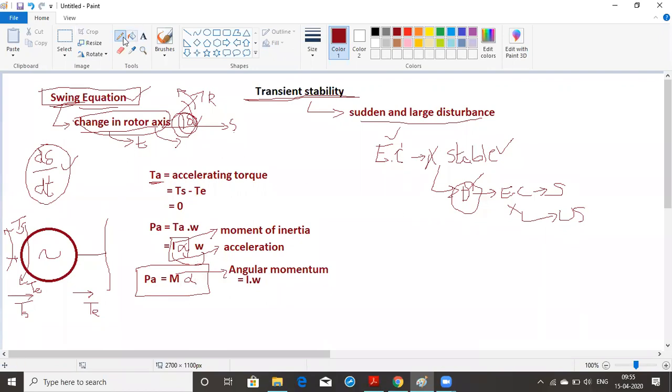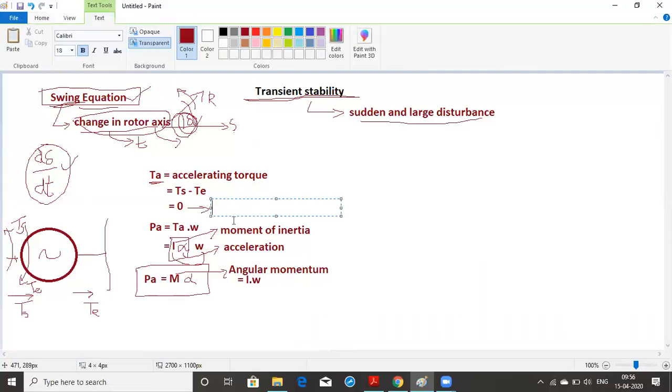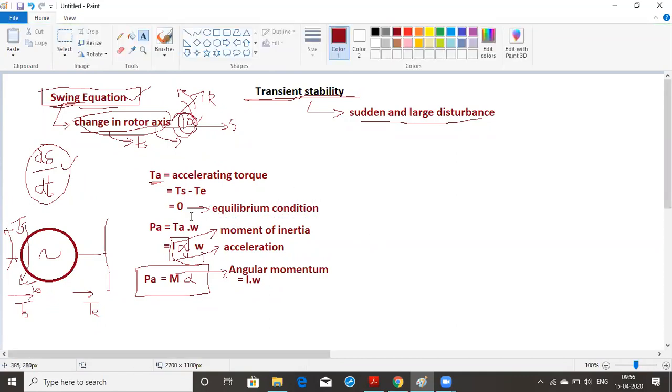Now let us try to understand another concept here. Now I will try to draw the characteristic. I'm just revising whatever we have done. The accelerating torque is the difference between the shaft torque and electrical torque, which will be equal to 0 under the equilibrium condition only. I'm saying here, if there is no disturbance, or you can also call it a steady state condition, no problem. If there is no disturbance, then the accelerating torque will be equal to 0.